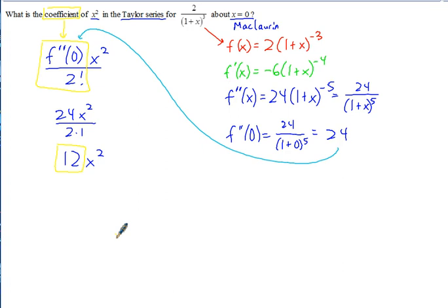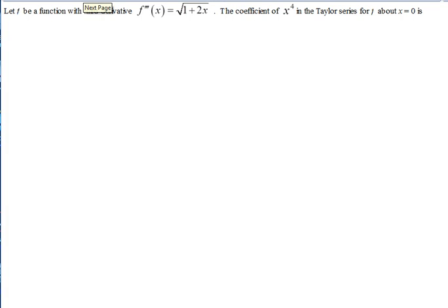All right, let's take a look at a couple more here. This one's kind of similar, except the information is a little different. They give you the third derivative. f is a function with a third derivative given by this f triple prime of x. And we want the coefficient, again, of x to the 4th in the Taylor series about x equals 0. Again, if it's a Taylor series about x equals 0, it's really a Maclaurin series.